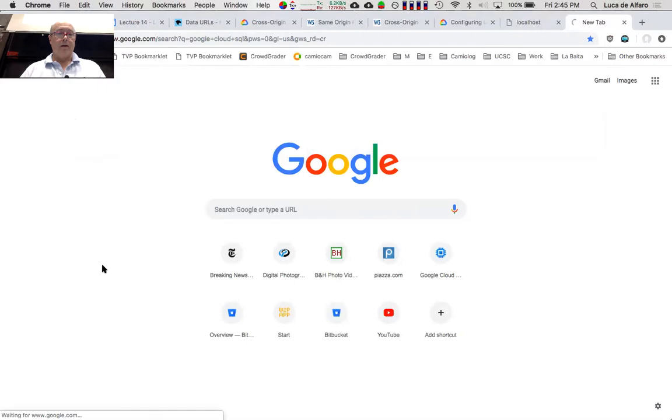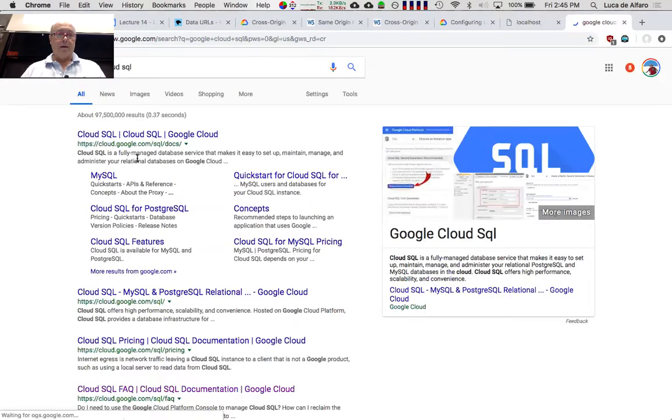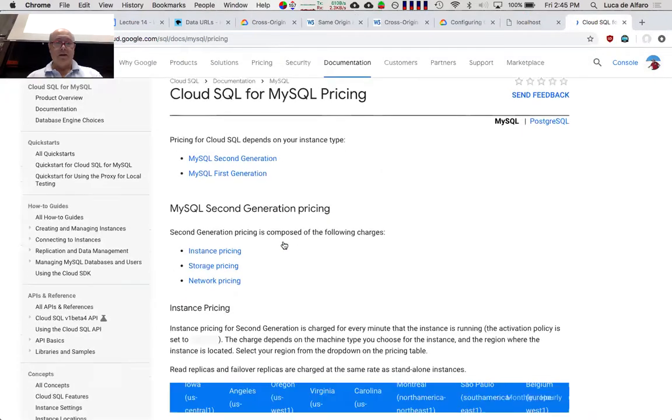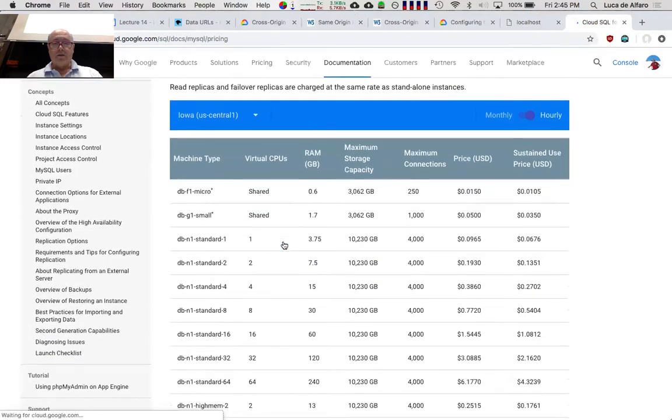SQL. I should have written something like pricing or so, okay? Where is the Cloud SQL for MySQL pricing? I don't know. They change names a little bit, so I'm not sure that I can land immediately. Second generation pricing. Okay, fine. And so there is a maximum storage capacity.